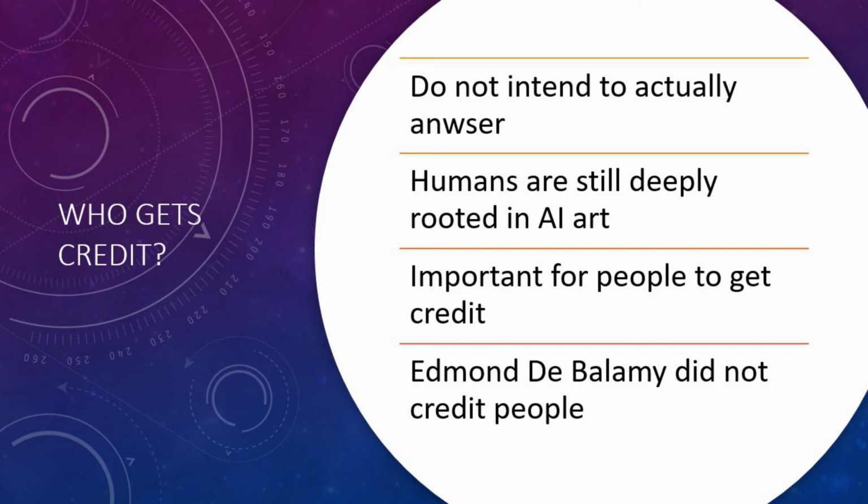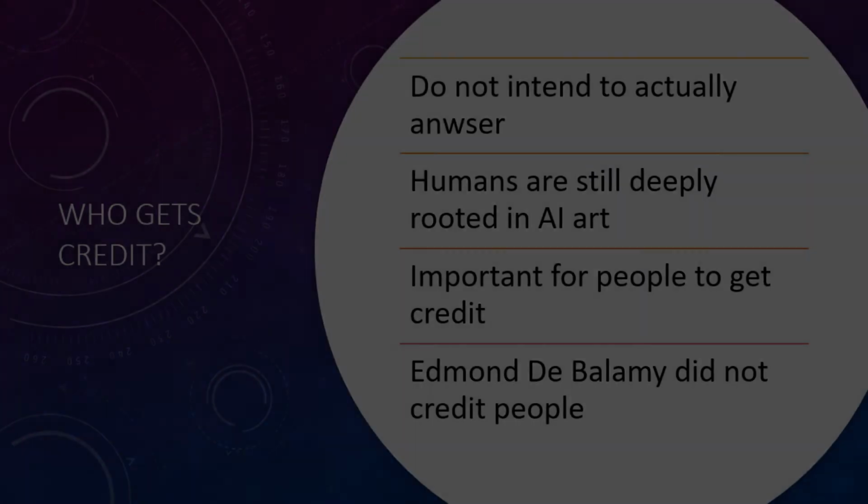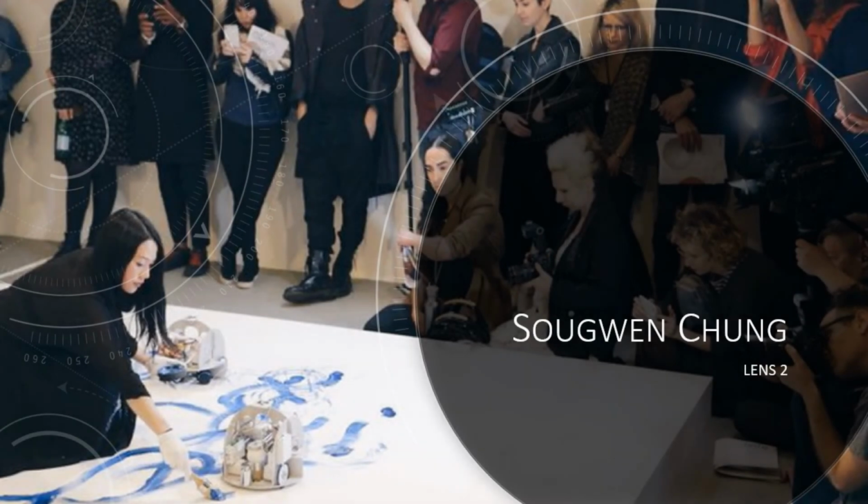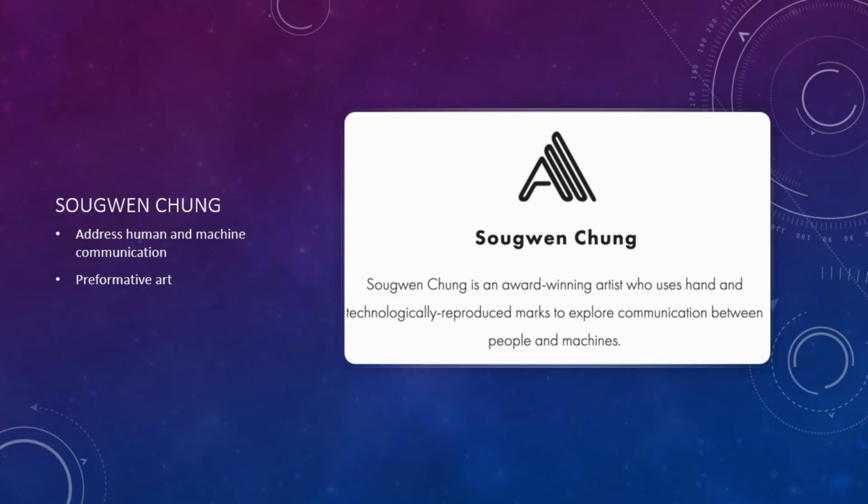Luckily, there's one artist who is more transparent with AI. Sougwen Chung. According to her profile on AIartist.org, Sougwen Chung is an award-winning artist who uses hand and technology reproduced marks to explore communication between people and machines. She uses AI and hand-drawn marks to create her art pieces and addresses person-to-person and machine-to-person communication. Her artwork is performative as she will make visual art on set with an audience.